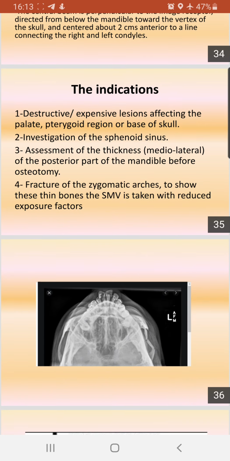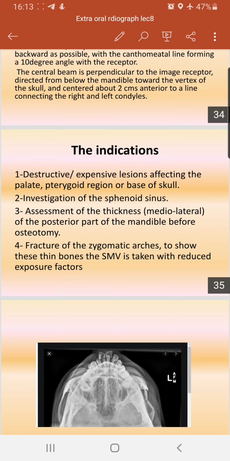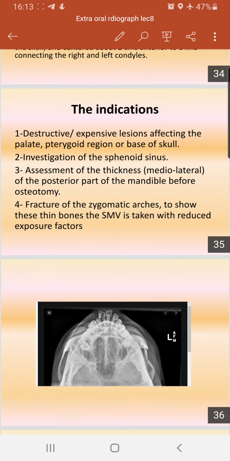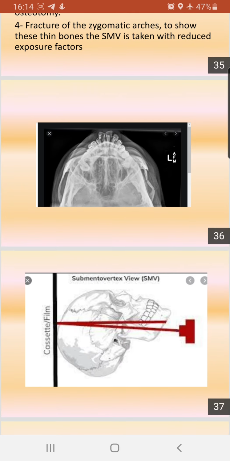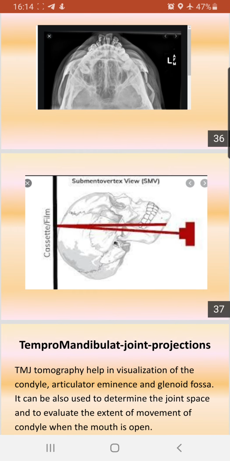Indication: destructive expansive lesions affecting the palate, pterygoid lesion or base of skull, investigation of the sphenoid sinus, assessment of the mediolateral thickness of the posterior part of the mandible before osteotomy, and a fracture of the zygomatic arch to show this bone. The submentovertex is taken with reduced exposure factor. As we see in this picture, the left zygomatic arch is fractured while the right one is still intact, and this represents the patient position during exposure.